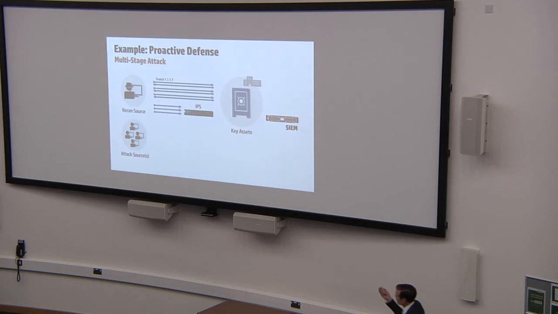So traditional approach, you see the attack, you see the recon, you put that into the IPS, then you see some attacks from a different source, and you're not able to protect against those yet because you don't know the association between them and the initial reconnaissance.